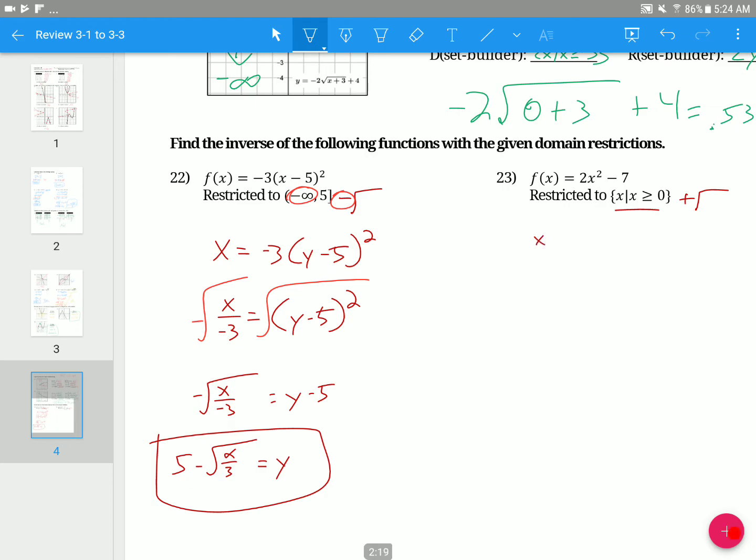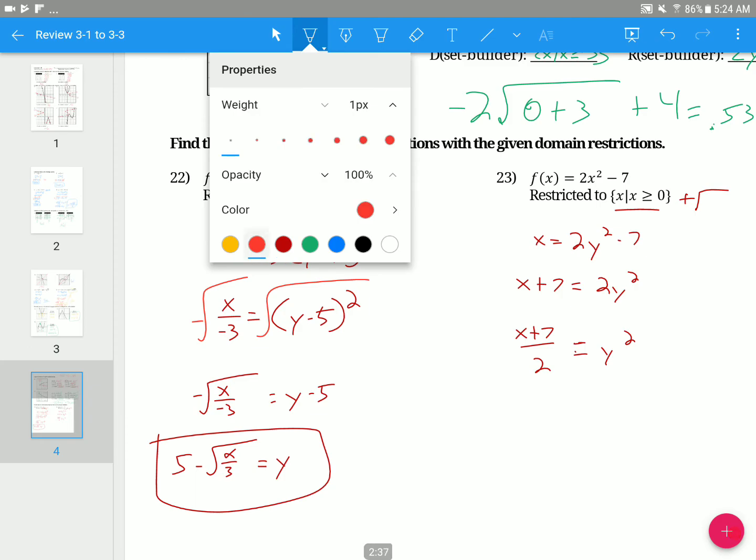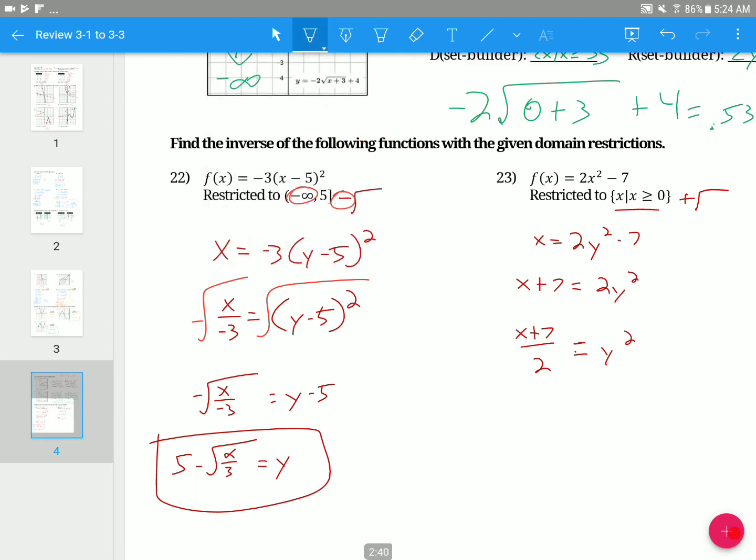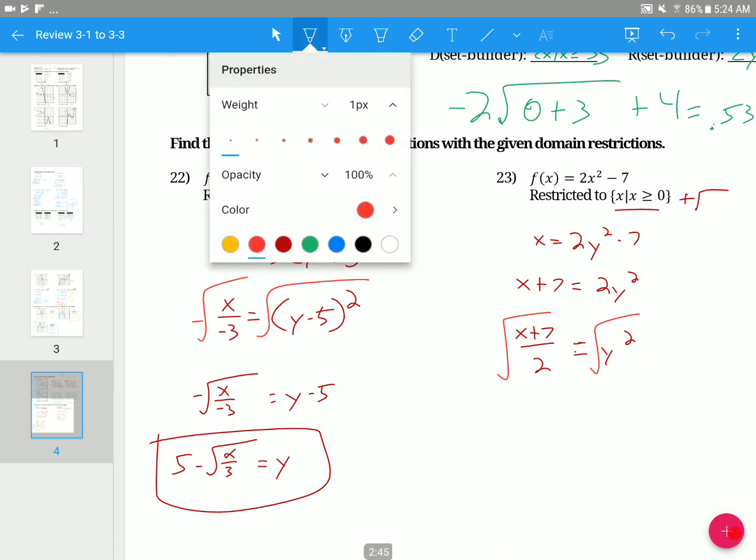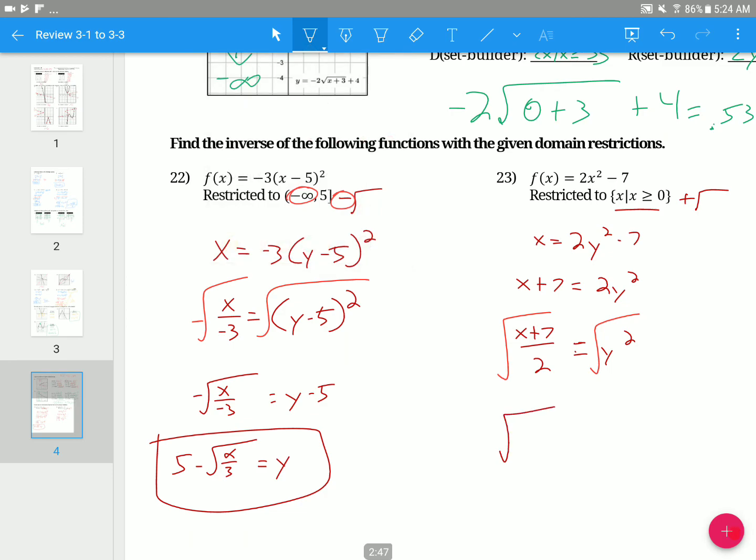So here we go. x equals 2y squared minus 7. Move the 7, so that's x plus 7 equals 2y squared. Divide by 2, x plus 7 over 2 equals y squared. And here's where we take care of the domain restriction. We'll square root to get rid of the squared. And remember, we want the right side, so just leave it positive. We don't need the negative. So the square root of x plus 7 over 2 equals y. And that's your answer. Wham, bam, done.